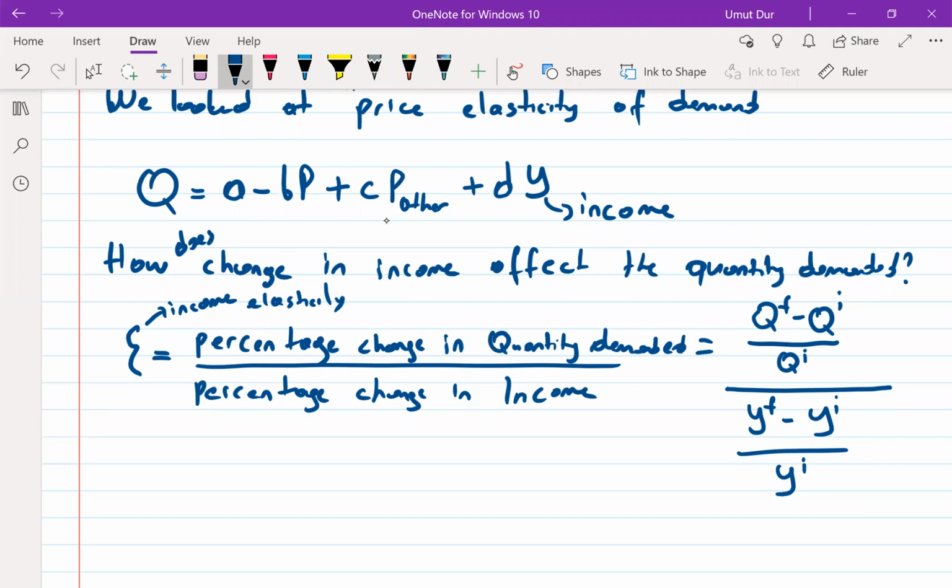Let me ask you a question to see that you are following the class. What does this F stand for?